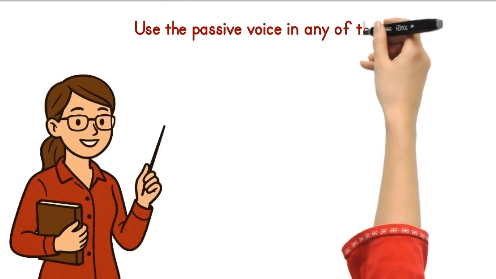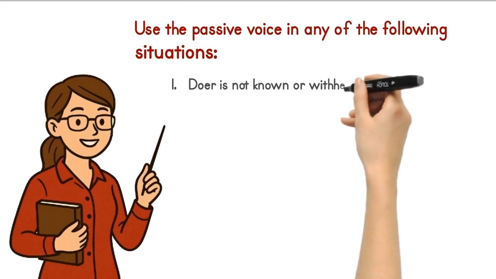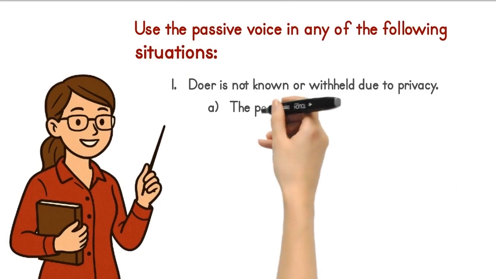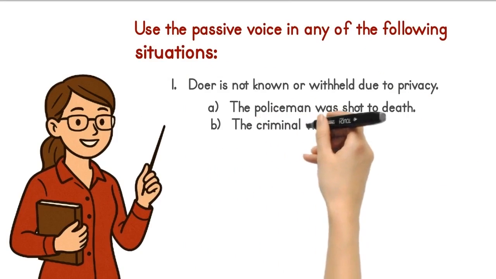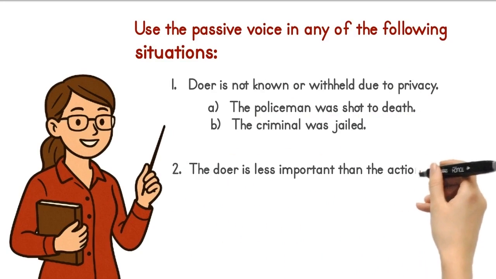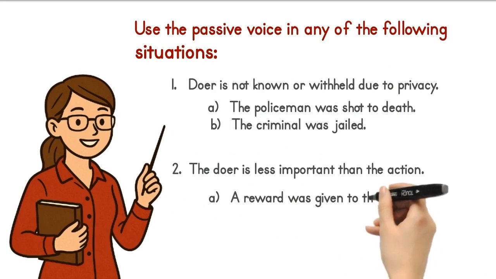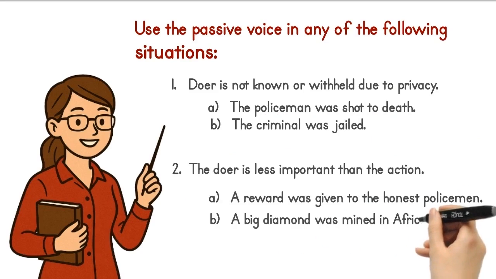Use the passive voice in any of the following situations: when the doer of the action is not known or withheld for reason of privacy. For example, the policeman was shot to death. The criminal was jailed. When the doer is less important than the action. For example, a reward was given to the honest policeman. A big diamond was mined in Africa.